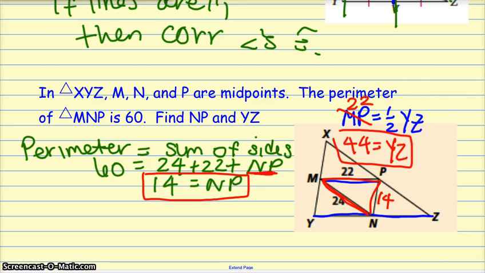So now we're over here looking at these calculations in blue and red. NP is a midsegment, so it's equal to half the length of its third side, which is YZ. So I plugged in the length they gave me. YZ has to be 44 because the long side is actually double the short.